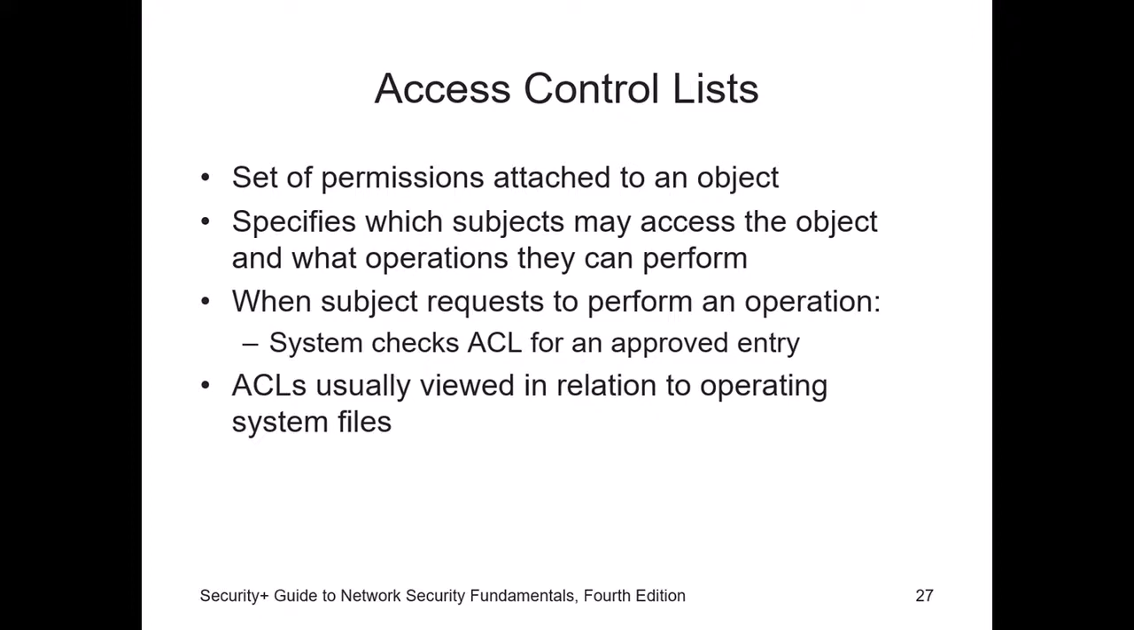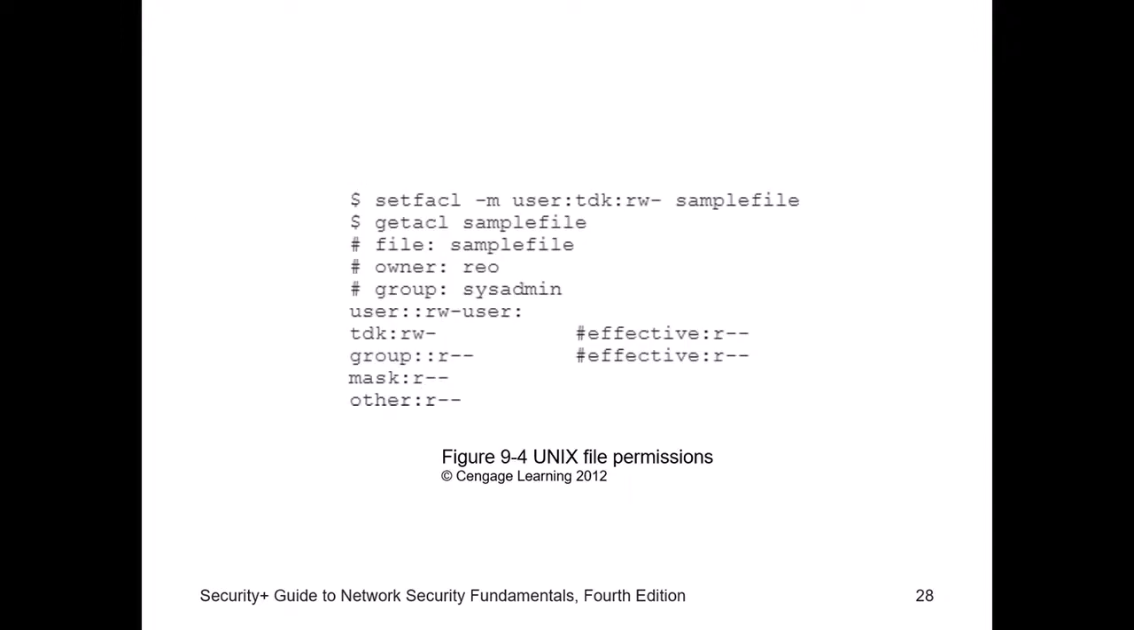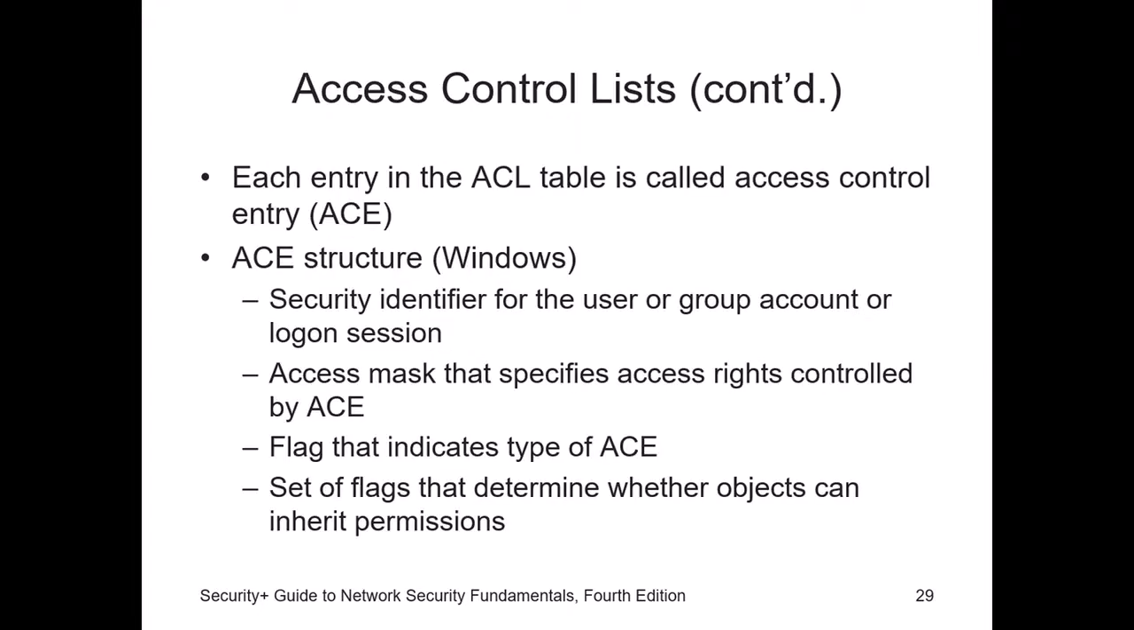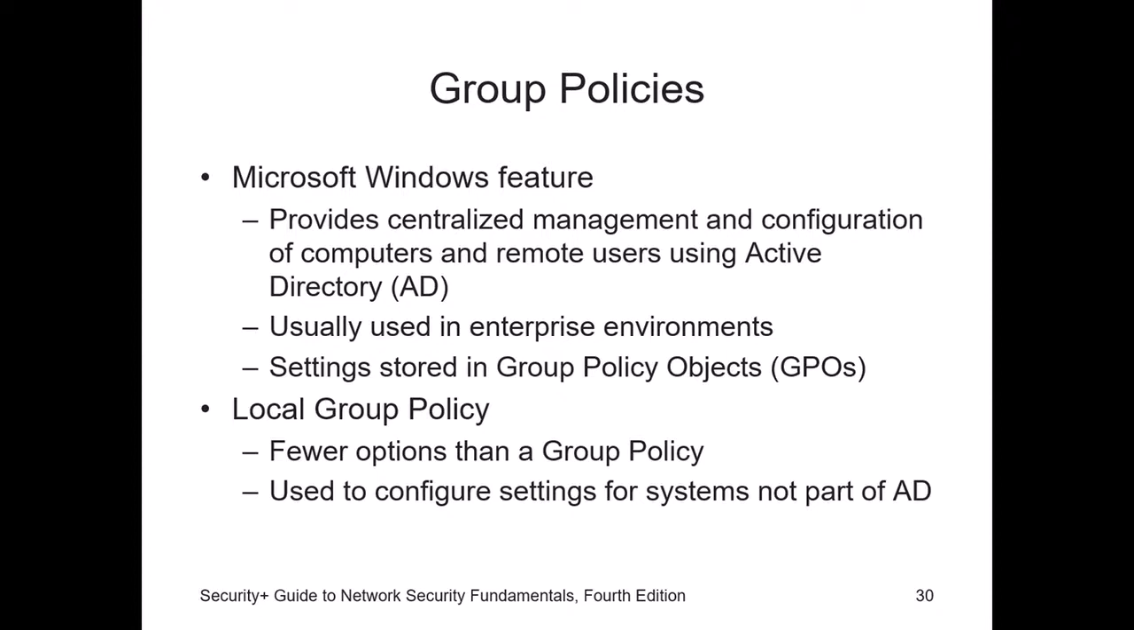Access control lists are really entries in the firewall that you can set up to control rules of who is permitted and who is denied. Here's a typical Unix file permissions file. In Windows, they have the ACE, the access control entry. Then we have the Windows Active Directory that we talked about earlier, where you can set group policies to certain organizational units.